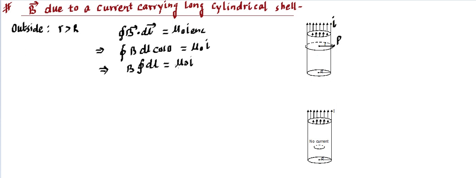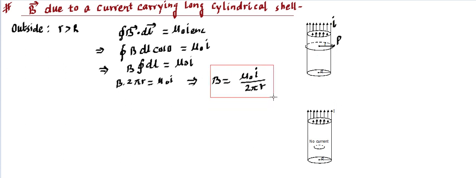So from here we can claim that B into 2 pi r is equal to mu naught into I, which gets converted into the formula B is equal to mu naught, the constant, I, the total current, divided by 2 pi r. Now if you look at this formula, it is exactly the same as that due to an infinite current carrying wire. So outside the field is just like a wire, and it's mu naught I upon 2 pi r. So that's the field outside.